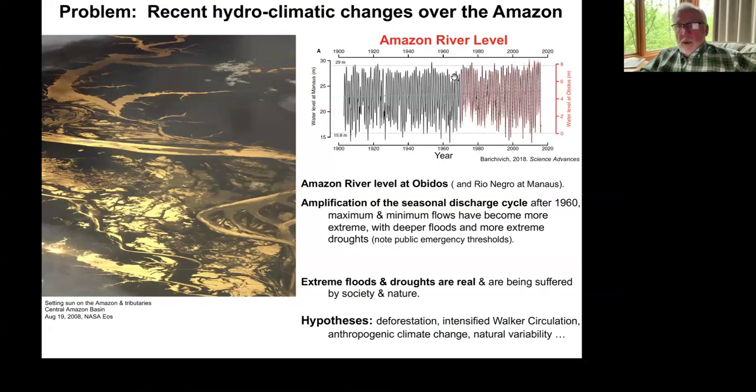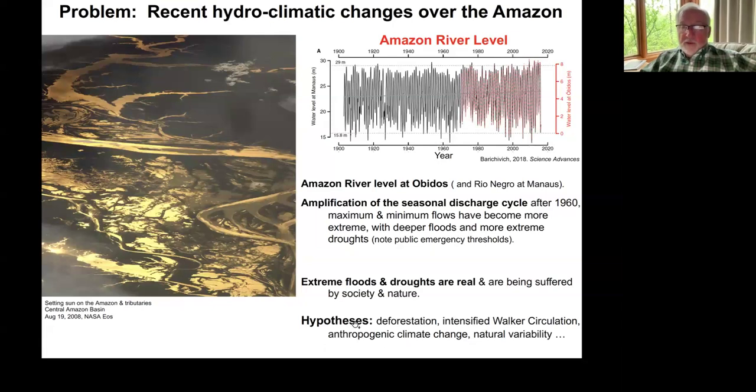And you can see that, well, we're exceeding the flood stage more frequently and the drought stage. It's like damned if you do and damned if you don't. It's getting more floods and more droughts. And so these extreme floods and droughts are real, and they are being suffered by society and nature. And this is why we study tree rings.